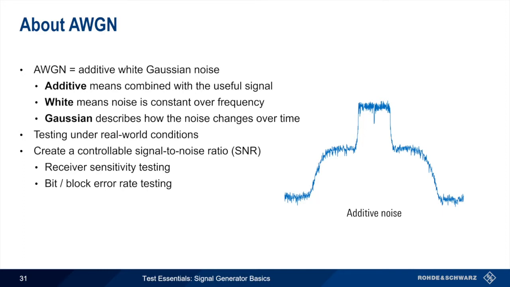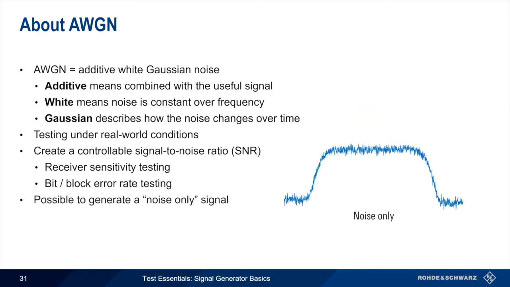Although this block in our vector signal generator is labeled AWGN for additive white Gaussian noise, it's also possible to generate a noise-only signal with a definable width and power. Being able to generate a pure noise signal is useful in some types of testing, even when no modulated signal is present.